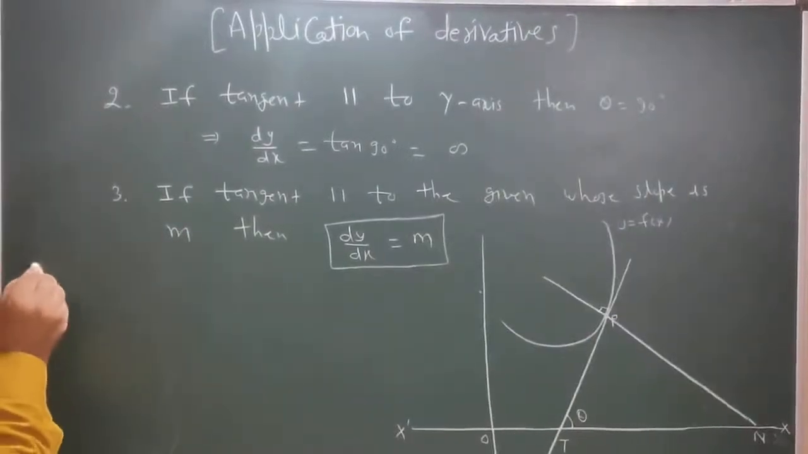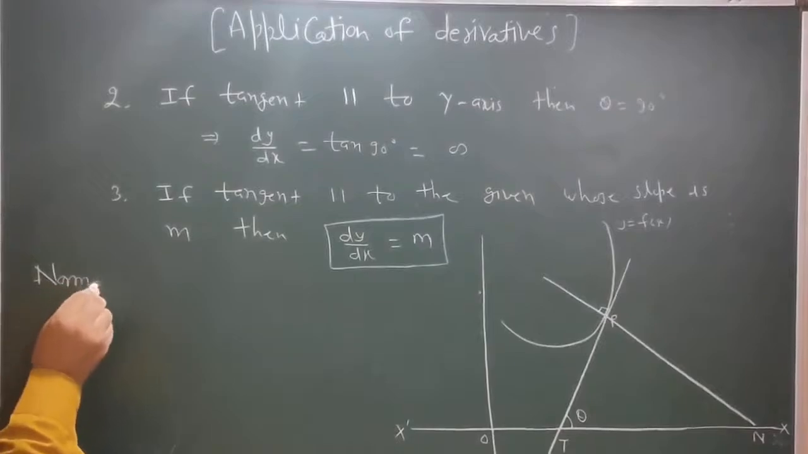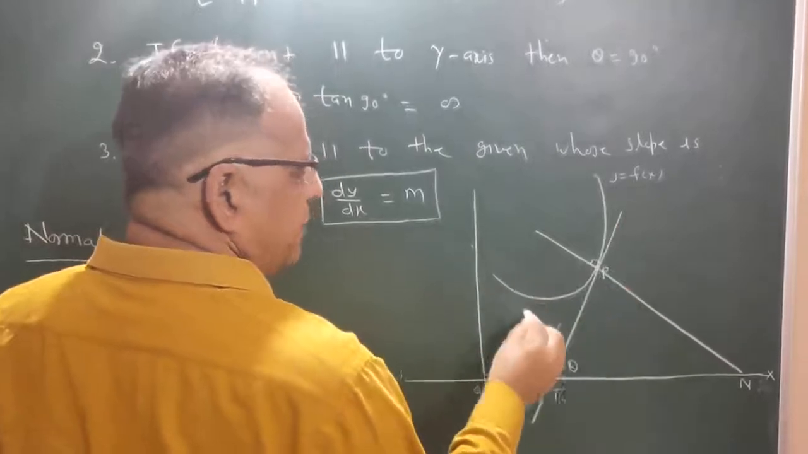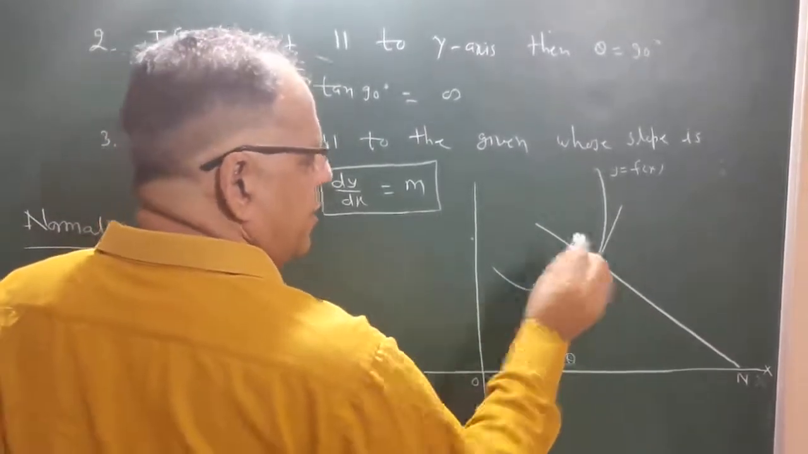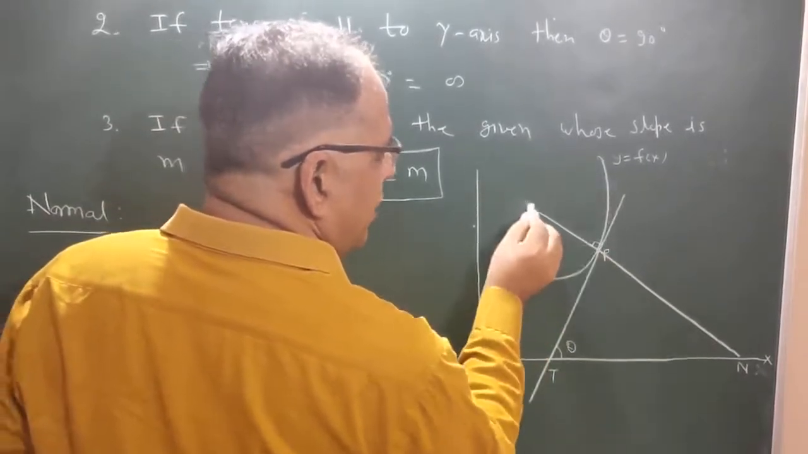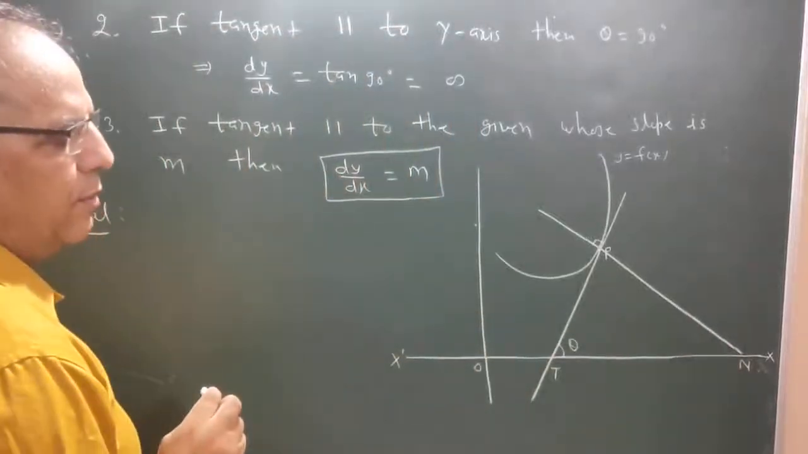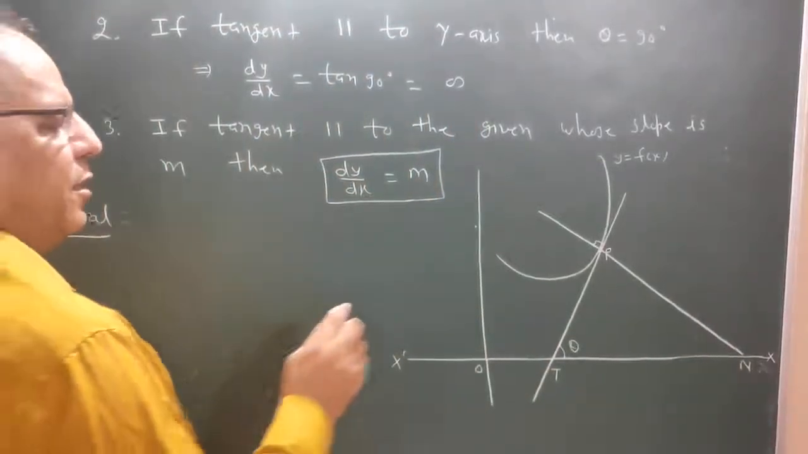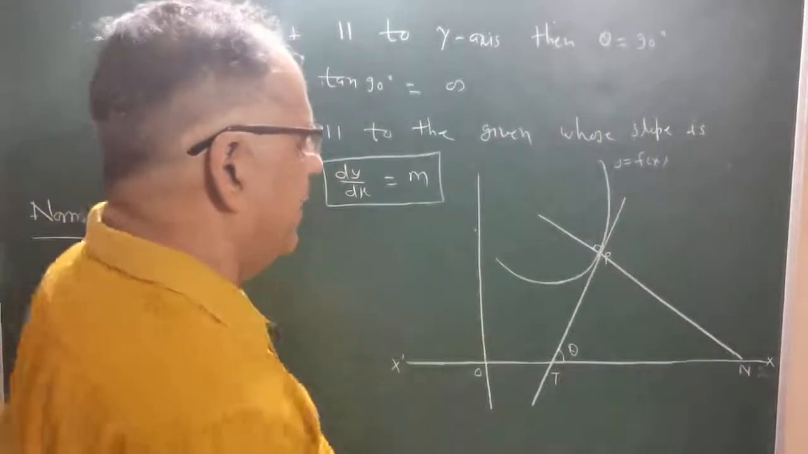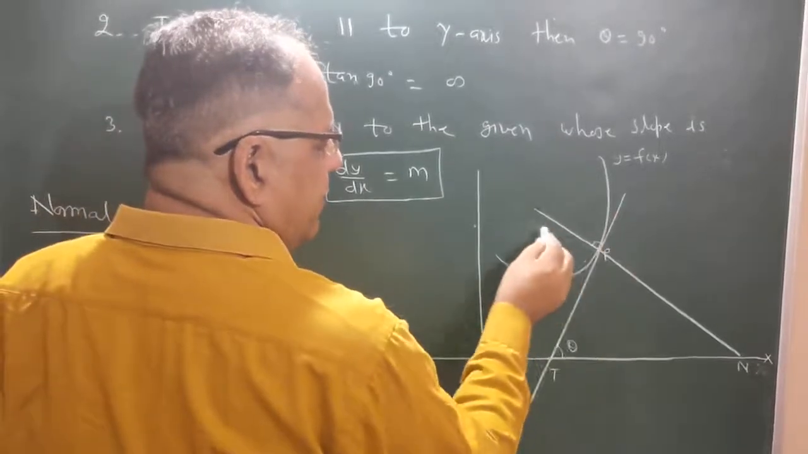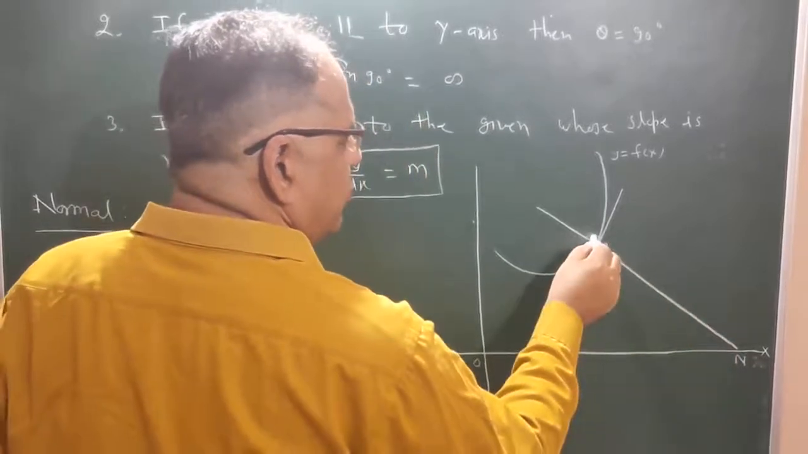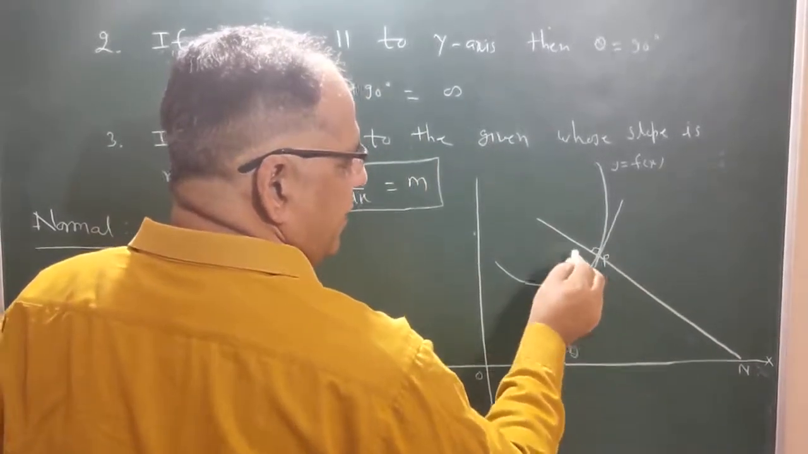Now normal. Let y equal to f(x) be a given curve. PT is the tangent at the point P. Then the line which is perpendicular to the tangent and passing through the point P is known as the normal to the curve. Again, if y equals f(x) is a given curve and PT is the tangent at a point of the curve, then a line which is perpendicular to the tangent passing through the point of contact of the curve and tangent is called the normal.